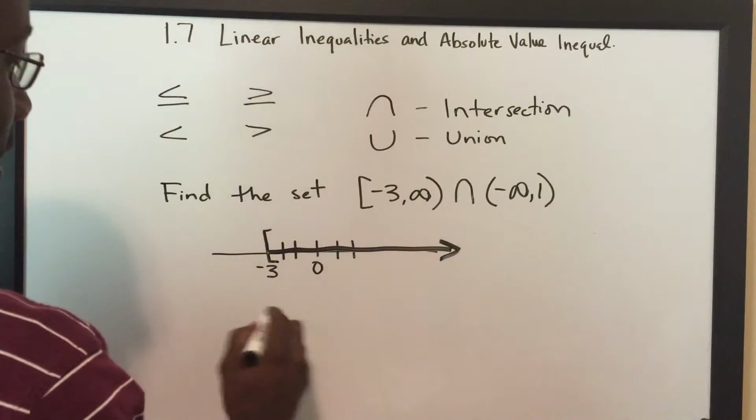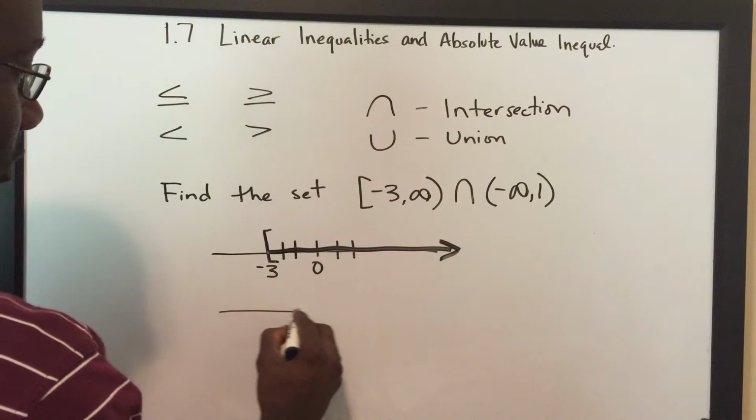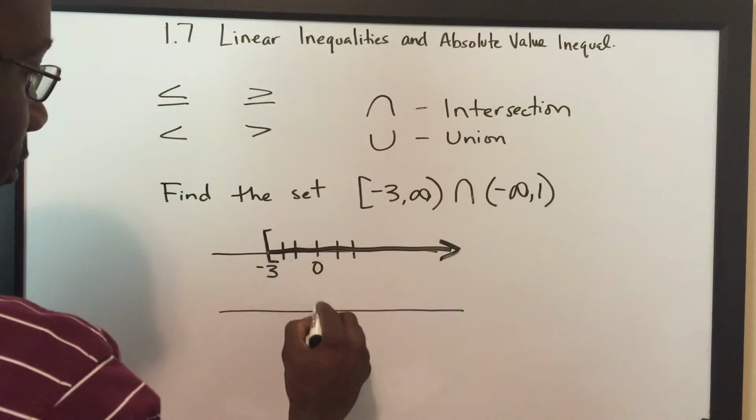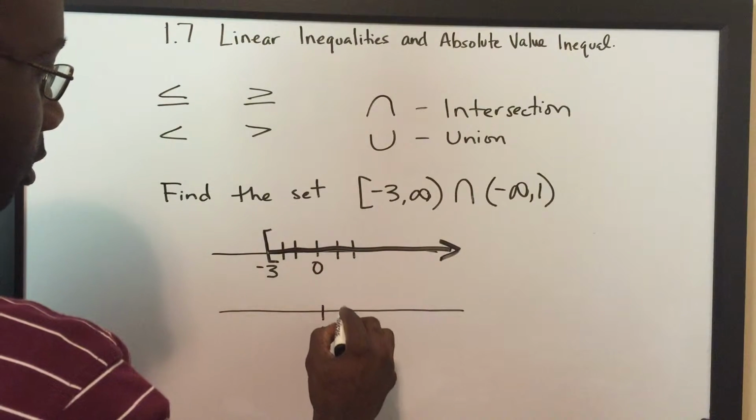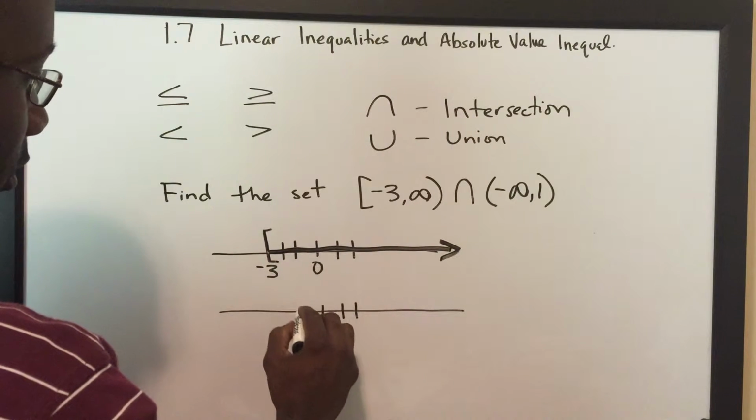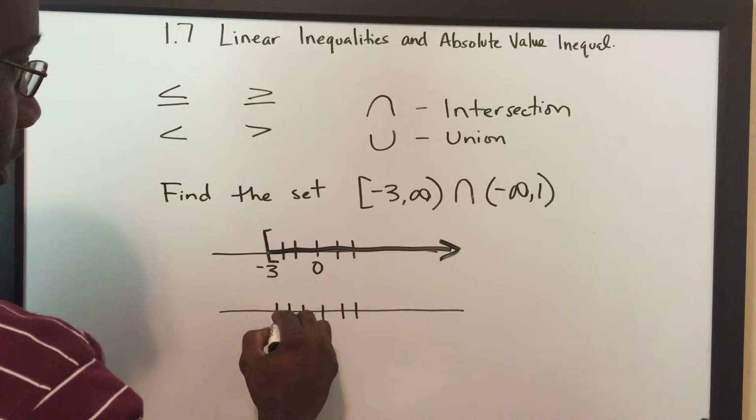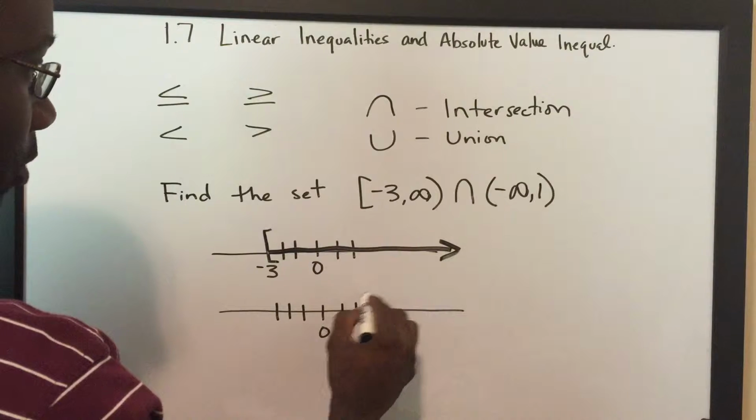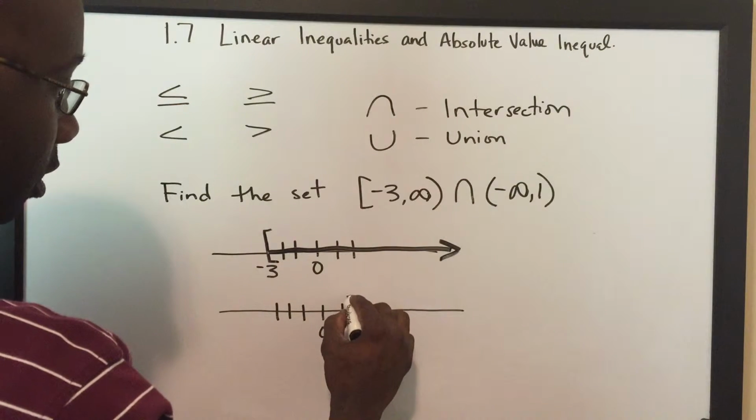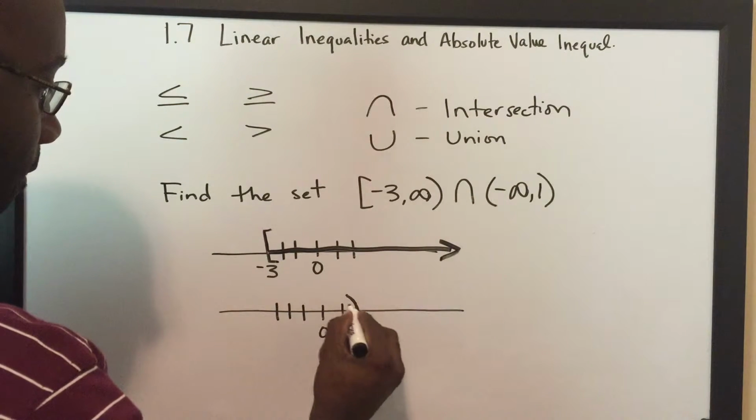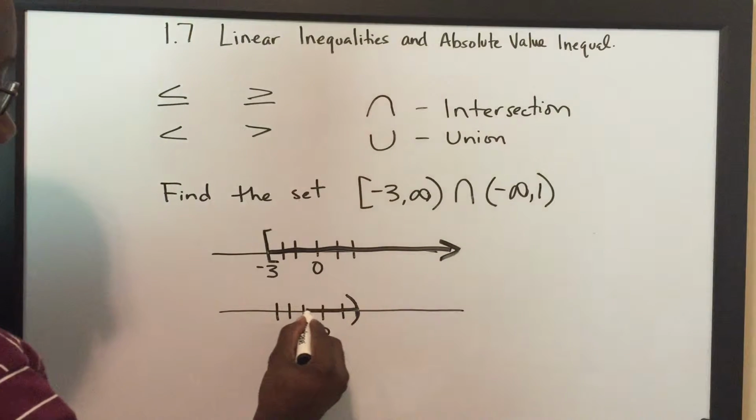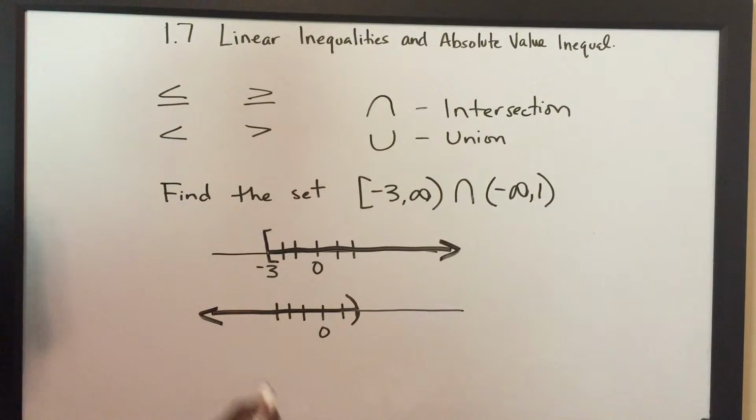Then let's draw this graph right here, right up under this one. 0, 1, 2, 3. This one says it stops at 1. So I'm going to put a parenthesis here, and I'm going to draw out like this, because that one goes on forever.